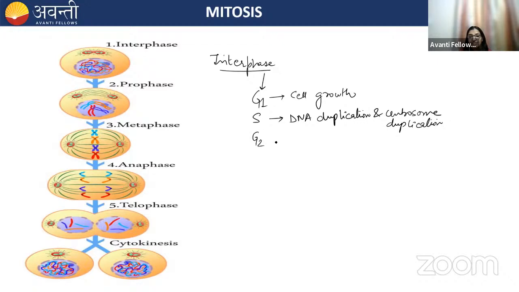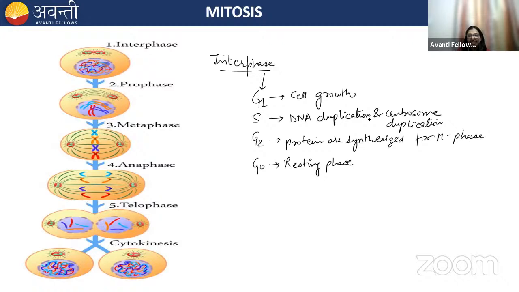The S phase is followed by the G2 phase. In the G2 phase, the proteins are synthesized which are required for the M phase. There is also one important phase, which is the G0 phase, also known as the resting phase. The cells which do not divide exit the G1 phase and enter into the resting phase, which is also known as the quiescent phase. This is the inactive stage.